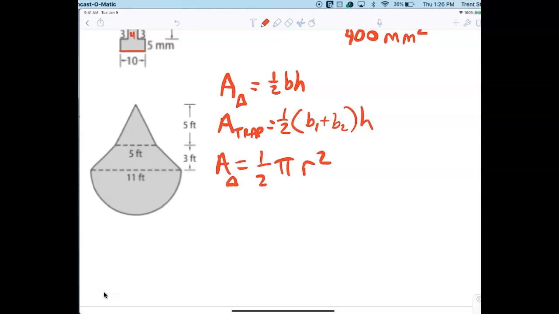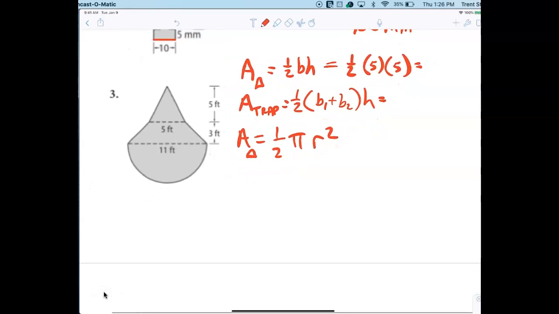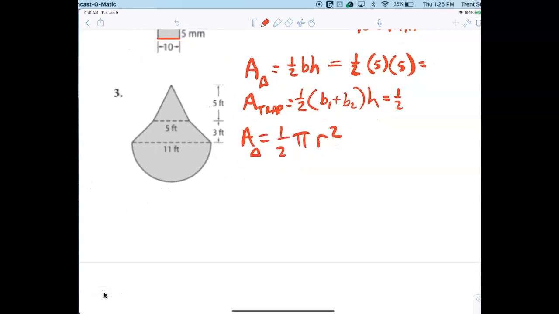All right, so I want to go back. What's the base and height of the triangle? The base and height of the triangle is 5 and 5. 5 and what? Say it again, I didn't hear you. 5. Yes, 5 and 5. So we're going 1/2 times 5 times 5. Now, what are the 2 bases of the trapezoid? 11 and 5. And what's the height?